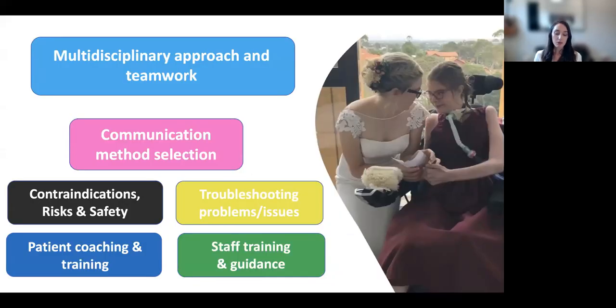Setting people up to successfully communicate with a tracheostomy requires a collaborative multidisciplinary approach and teamwork between clinicians, the patients, and their families. Considerations include, are there any contraindications or risks associated? How are we going to troubleshoot any problems or issues that arise? But perhaps most important is, what education and training do patients and staff require? Tracheostomy pathways facilitate this area of management through increased coordination, collaboration, and education. And in this next section, Christine will discuss tracheostomy pathways in further detail.